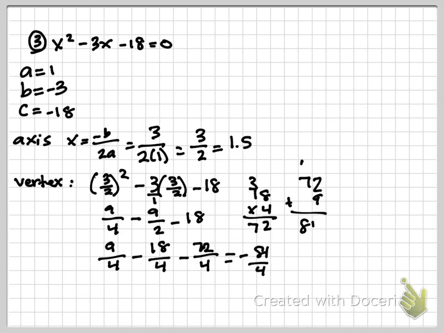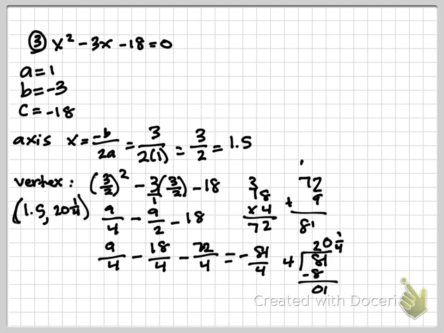Well, that sounds super fun to graph. What is 81 divided by 4? 4 goes into 8 twice. Minus 8 is 0. 20 and 1/4. What a great vertex. 3 over 2. Actually, I'm going to write it as a decimal so I can graph it easier. 1.5 and negative 20 and 1/4.